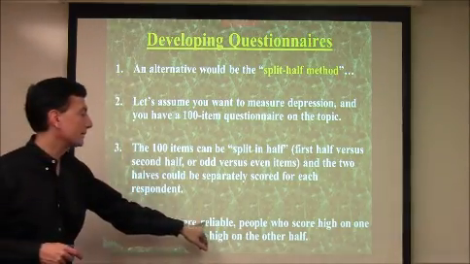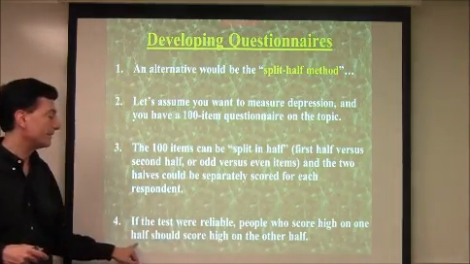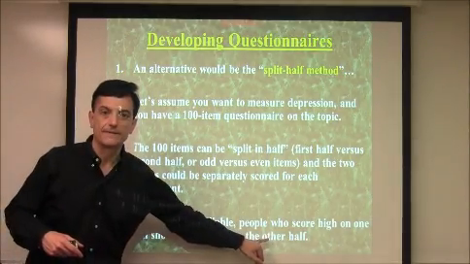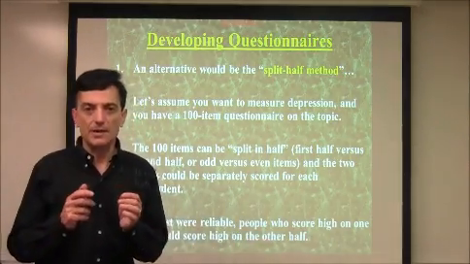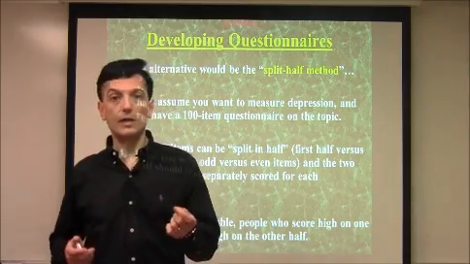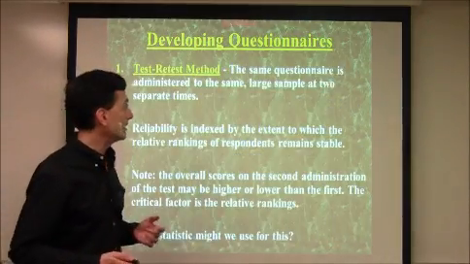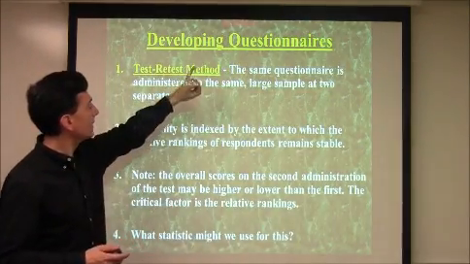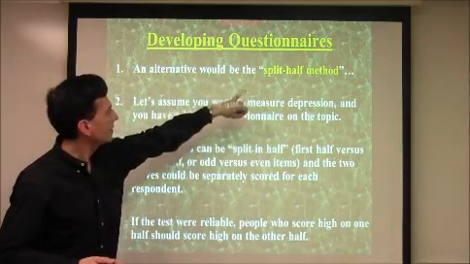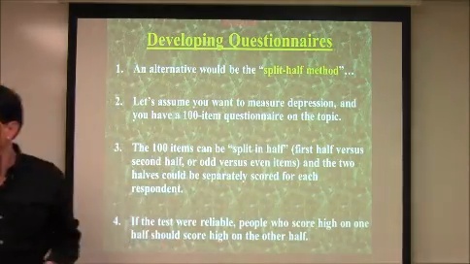And if the tests were reliable, people who score high on one half should score high on the other half. Okay? So hopefully now you have some idea about how you would establish reliability in a persuasive and quantitative way. And we'll go back and look at test-retest and the split-half method when we're dealing with reliability.